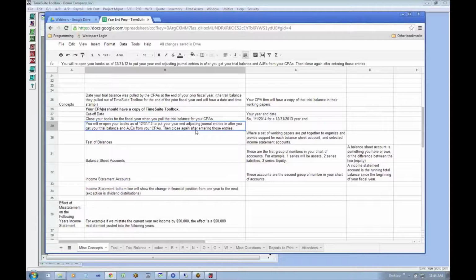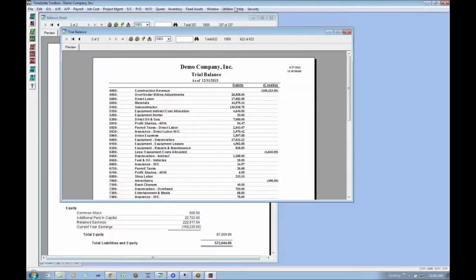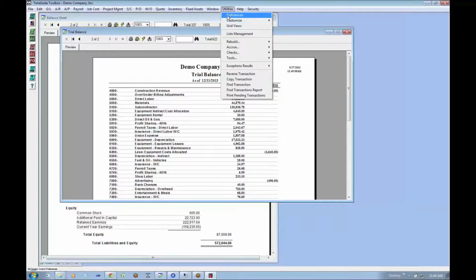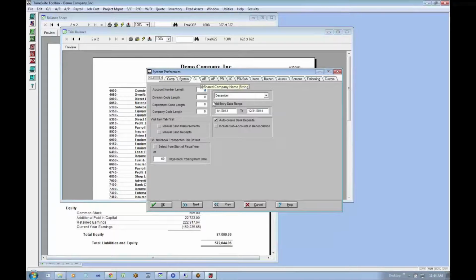And the way you close your books is over here under Utilities, Preferences, GL, and you'll have a valid entry date range. Okay. And so if you wanted to close the books for 2013, you go 01/01/14. Another concept with this is we recommend that you don't do more than 12 months on this window. For example, if I crossed over into 2014, and this is 01/01/13, a typical thing would be for us to write down 13, keep writing 13.